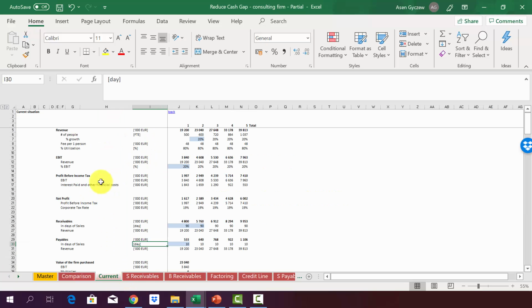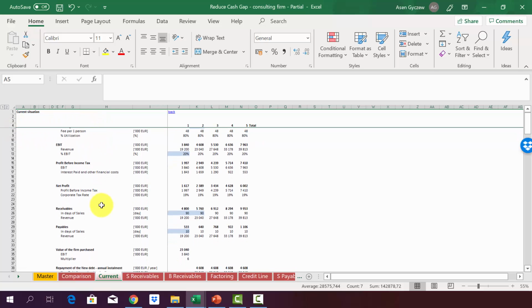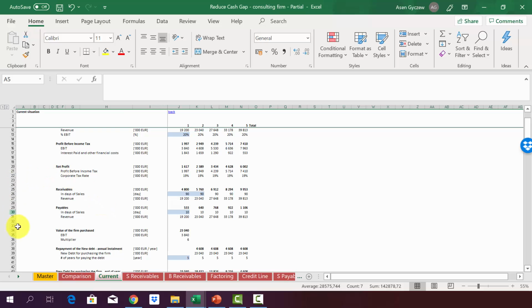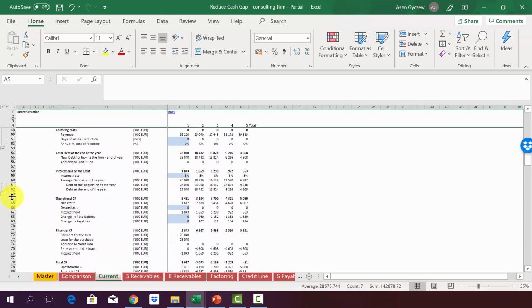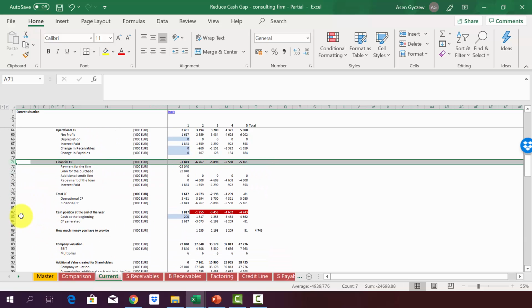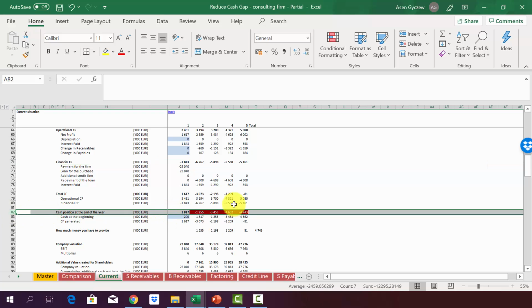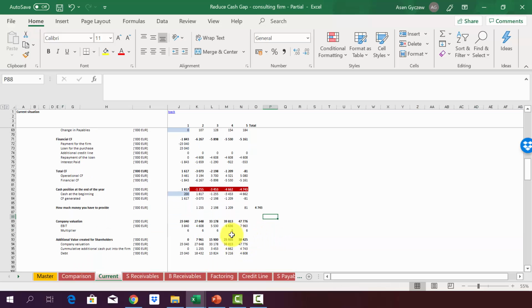Just as a reminder, we started by looking at the current sheet where we went through revenues, EBIT, and then on the basis of that, we estimated receivables, payables, as well as the debt we need to pay the company for. And we use all the data to, first of all, try to estimate the operational cash flow, financial cash flow. And this information helped us determine how much money we have to pay in the company. So we have in row 86 that if we don't change anything, we'll have to pay in roughly 5 million in 5 years.